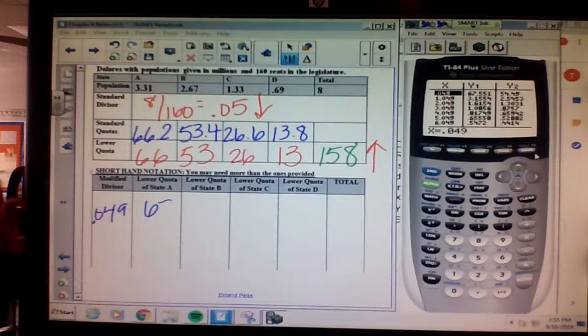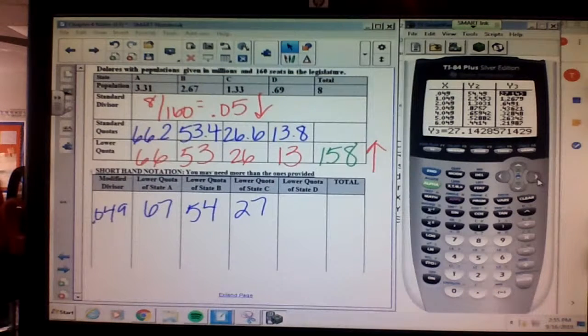0.049. We're at 67, 54, 27, and 14. Okay. We're now at 162. So 162 needs to go down, so I need to be higher. I need to be higher than this, but lower than this. 0.0491.